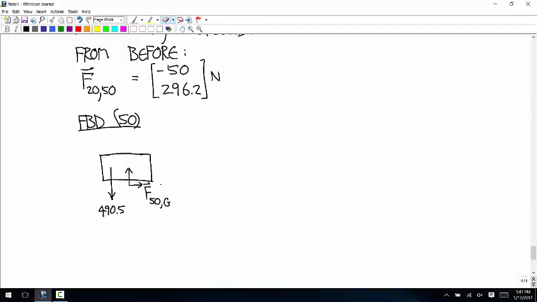And now just keep going around. At the top, we have contact, a force applied to the 50 by the 20. So I'm going to write that as force on the 50 by the 20. Nothing else making contact with the boundary.